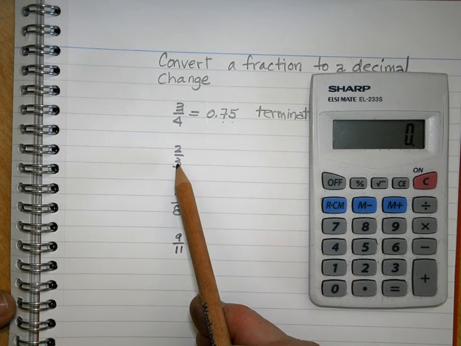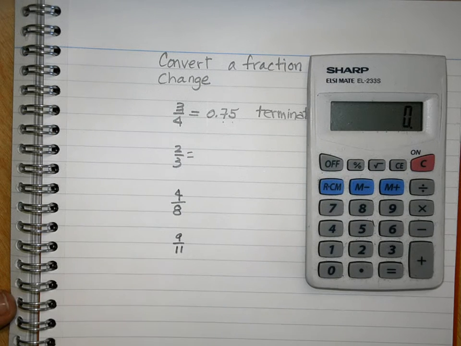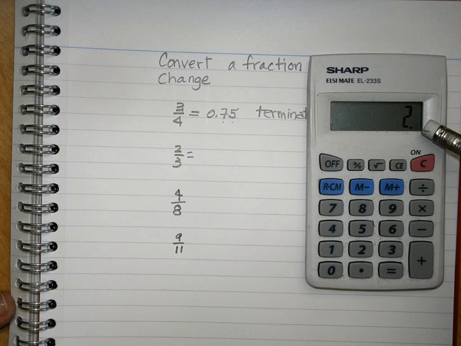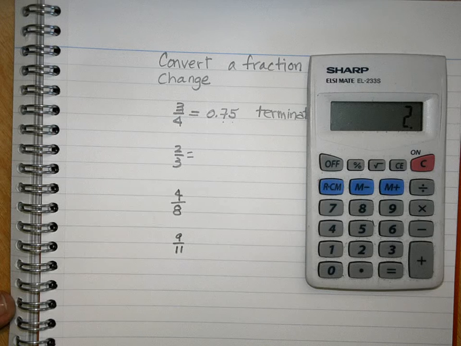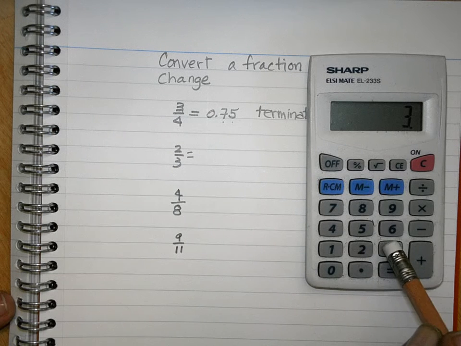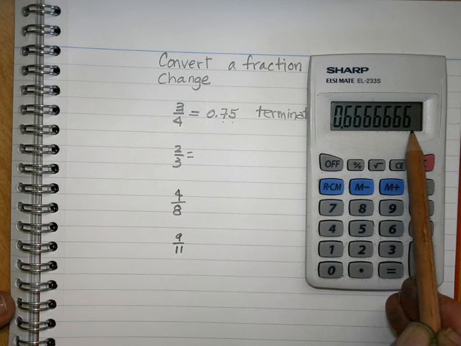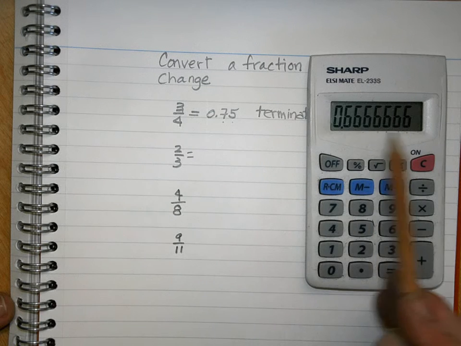My next fraction is 2/3. So I start by entering the top number, the numerator, that's a 2. Notice that the 2 shows on the screen. Then I push the division symbol, and I enter my bottom number, the denominator. I push the equal sign, and I get 0.666666666. This repeats forever. It's infinitely repeating.